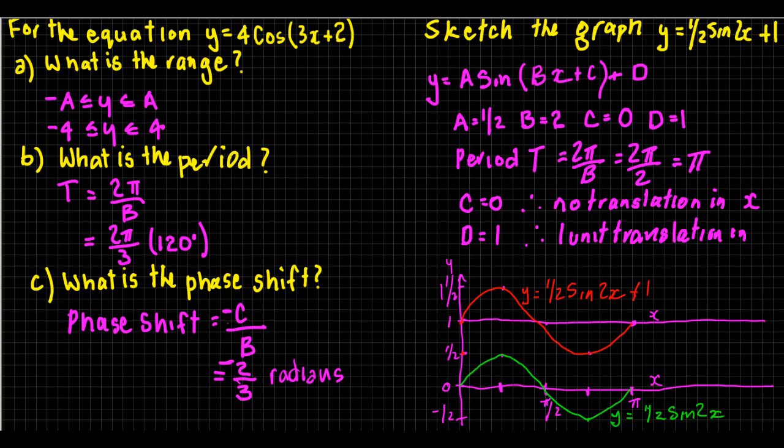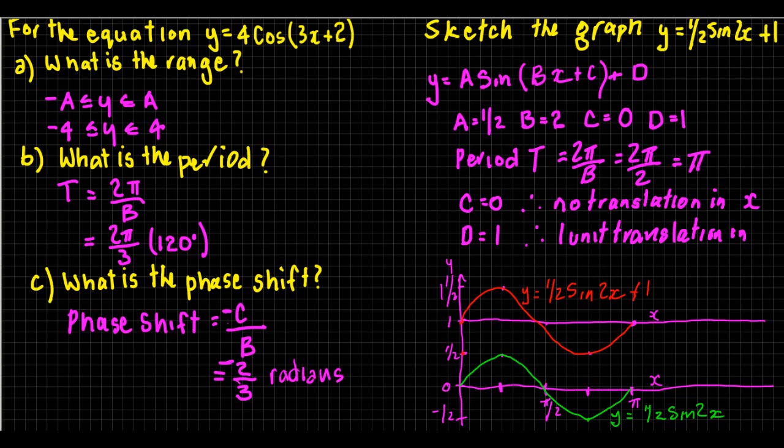What is the period? Well, we have an equation for the period. T equals 2 pi over b. Looking at our general equation and our familiarity with it, we can see straight away that b is 3. So the period of this graph would be 2 pi over 3, or, if we look back to our earlier table, 120 degrees.